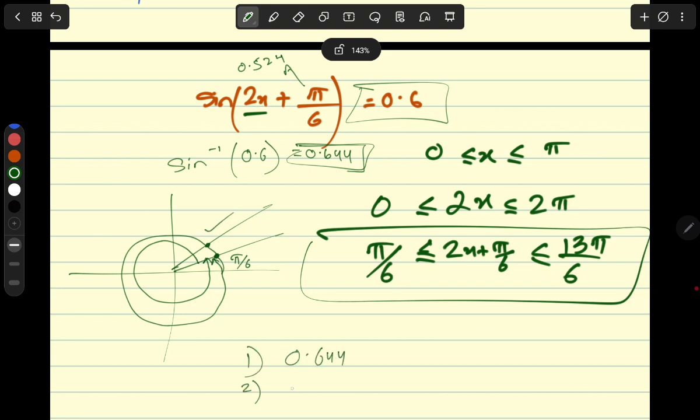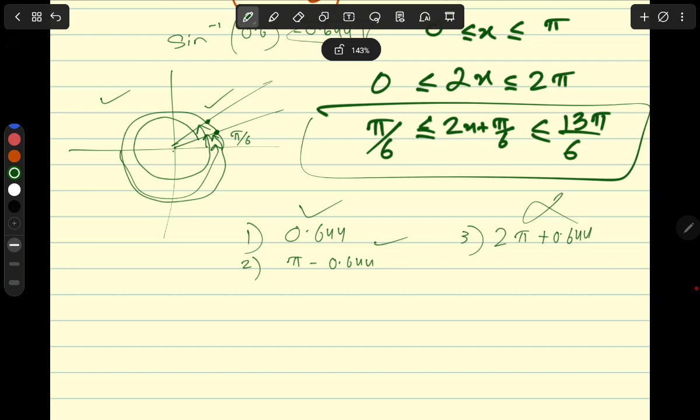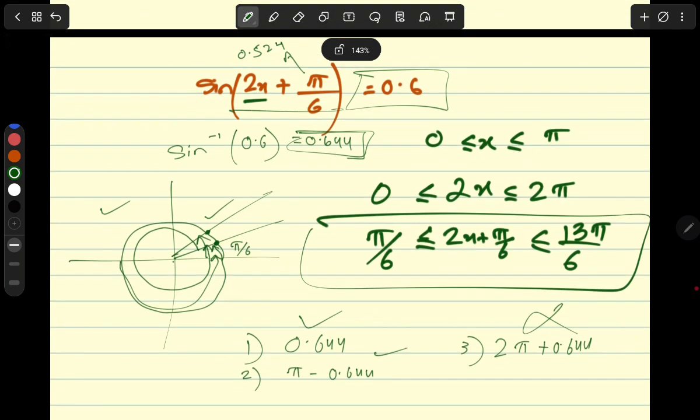The second angle is going to be in this quadrant and hence pi minus 0.644. The third angle is going to be in the fifth quadrant, which is going to be 2 pi plus 0.644, which I can see is going to cross this and not be in the domain, so we are going to cancel this. We are just going to use these two. So this is going to be your answer for this argument, 2x plus pi by 6.